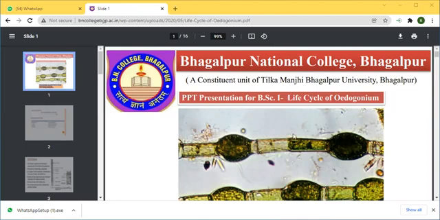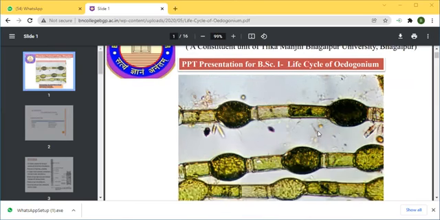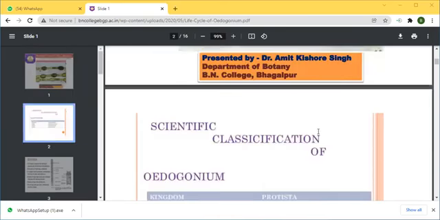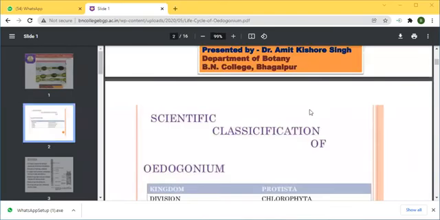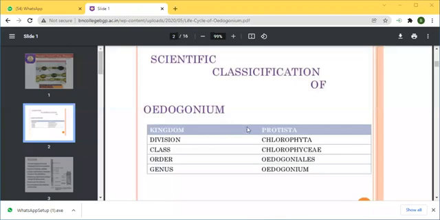Now I will start today's class, the Oedogonium class. See here, the systematic position of Oedogonium. This is the systematic position or classification of Oedogonium. What is the classification? The class is Chlorophyceae, the order is Oedogoniales, and the genus name is Oedogonium. This is the classification. Yes or no, girls?